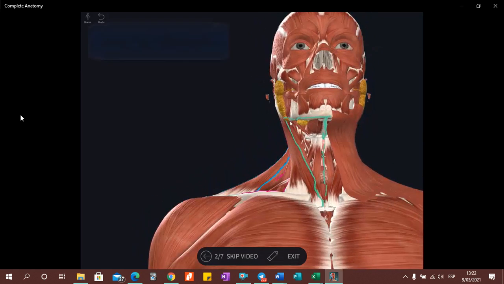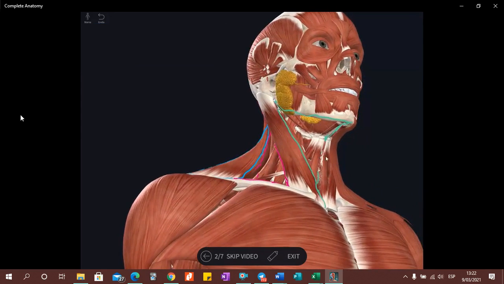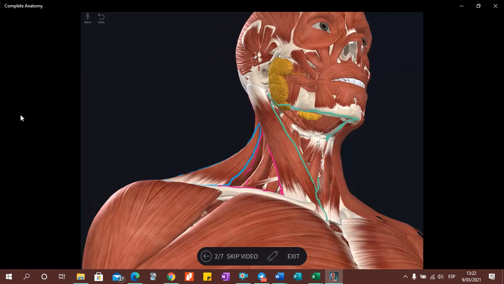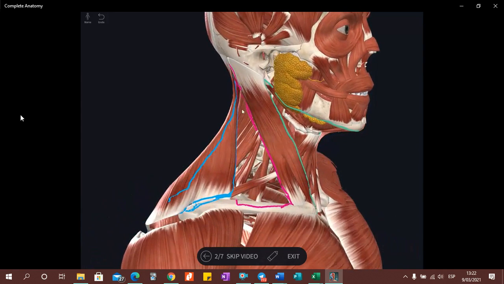In contrast, you have the anterior triangle here, and the anterior triangle will be bounded by the midline of the neck, straight down here, also by the mandible and by the anterior border of the sternocleidomastoid. So this makes a neat little triangle, which we can then also subdivide into four smaller triangles as we move forward. But let's have a look at the posterior triangle first here. If we have a look at the posterior triangle, we can appreciate that we can subdivide this again into two smaller triangles.